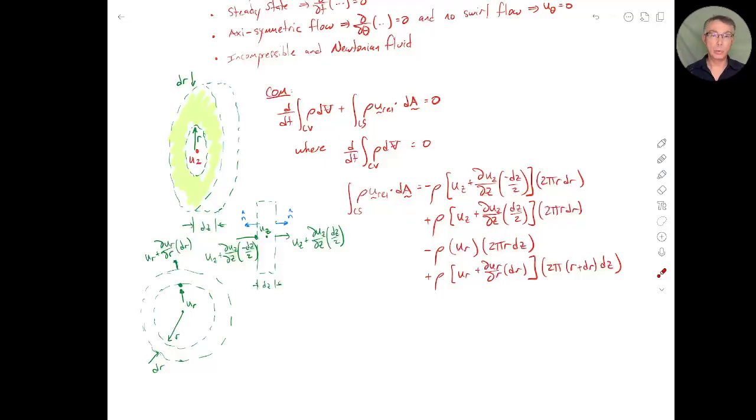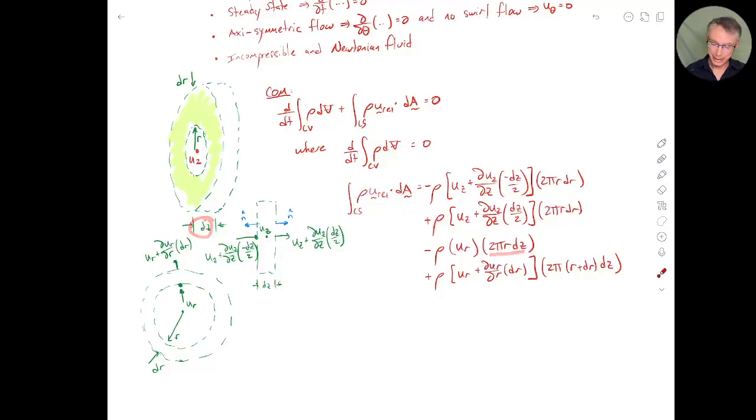Now let me do the radial faces. So this is the mass flow rate through this inner face in the radial direction. So here's the density. There is my velocity there, it's UR. This is my area, that interface. It's just this circumference, 2 pi r, times the distance in and out of the page, which would be the dz.